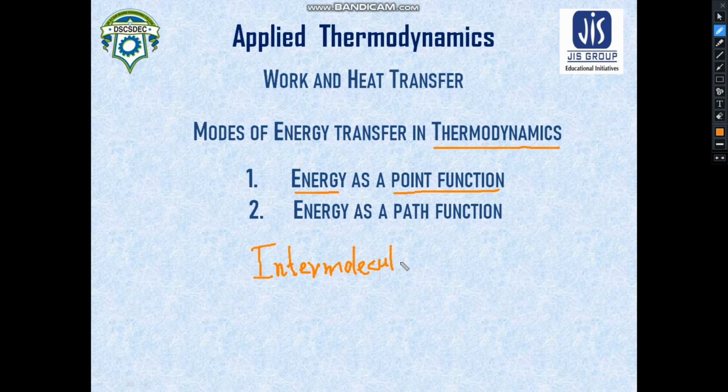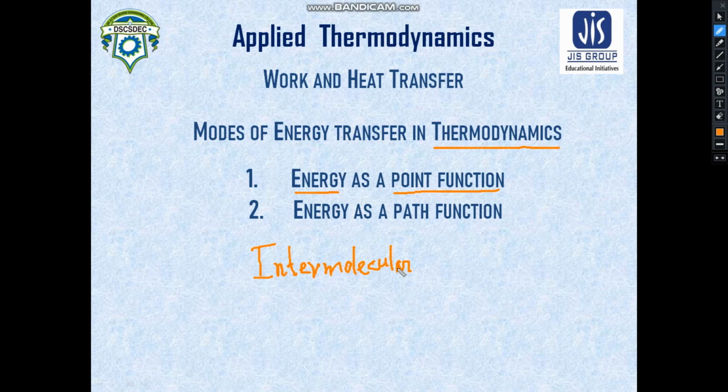So what are the examples of point functions, energy transferring as a point function? Let us consider a gas stored in a cylinder at a very high temperature. We can easily understand that this gas has a very high amount of energy stored within it. What kind of energy is it? It is obviously because of the temperature it has within itself. So this is called the intermolecular energy.